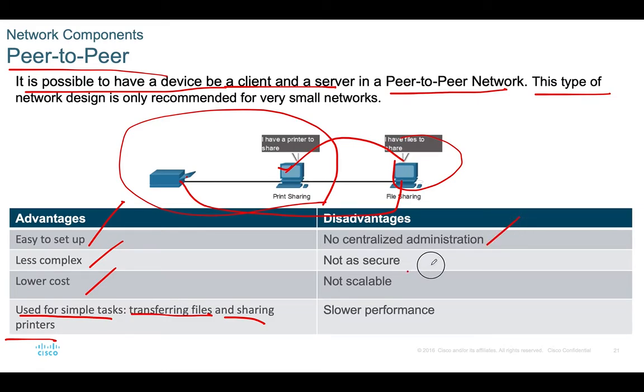The disadvantage is it has no centralized administration. It is not secure. You cannot put a firewall here or implement quality of service or any other security methods. You cannot expand this type of network, so it is not scalable. You cannot extend another router or switch here. It also has slower performance, because the devices act as a server and a client at the same time, so it degrades the performance of the host.